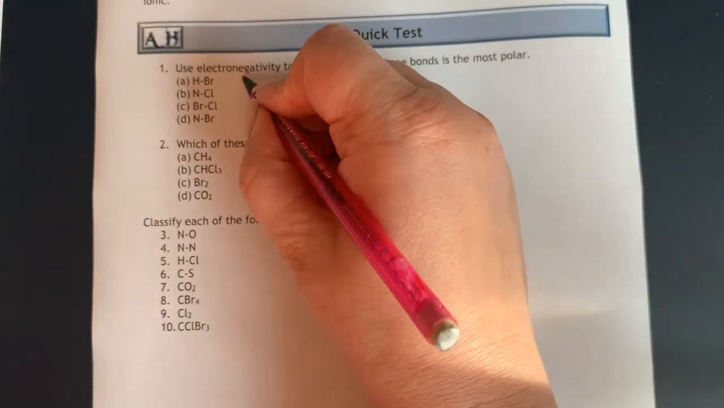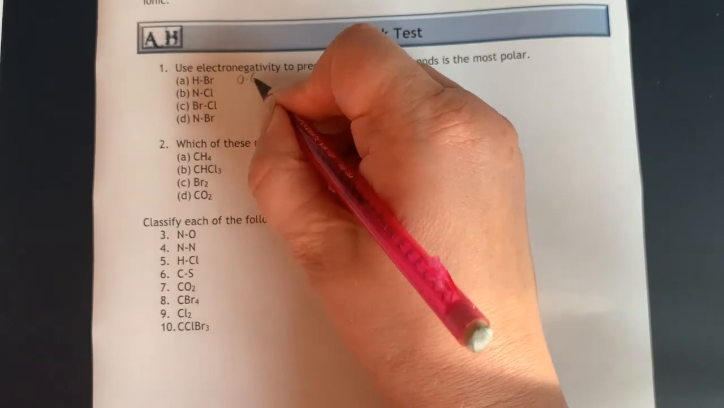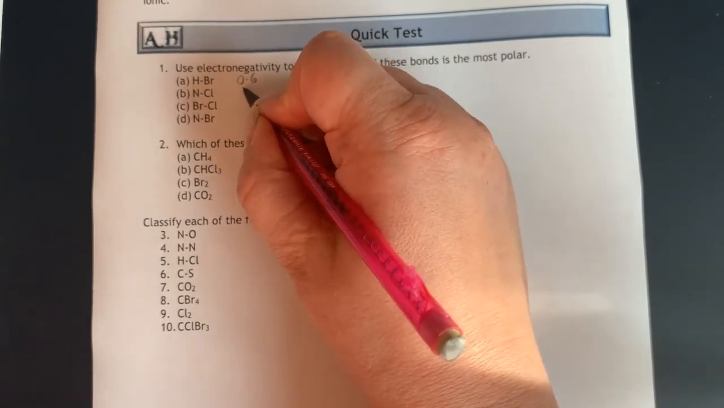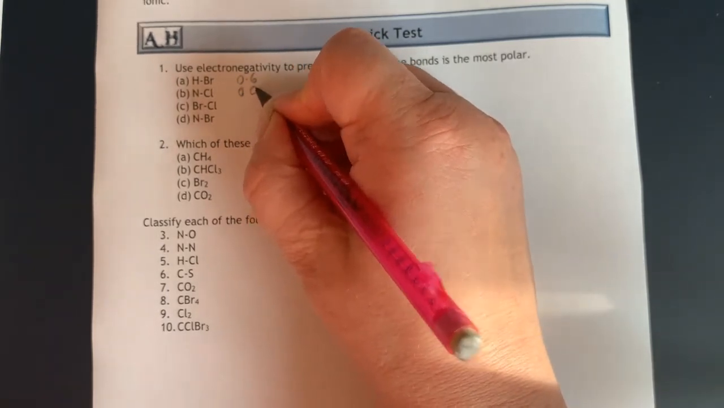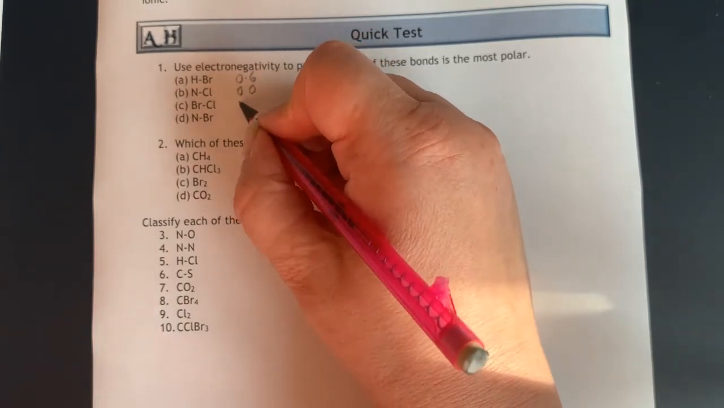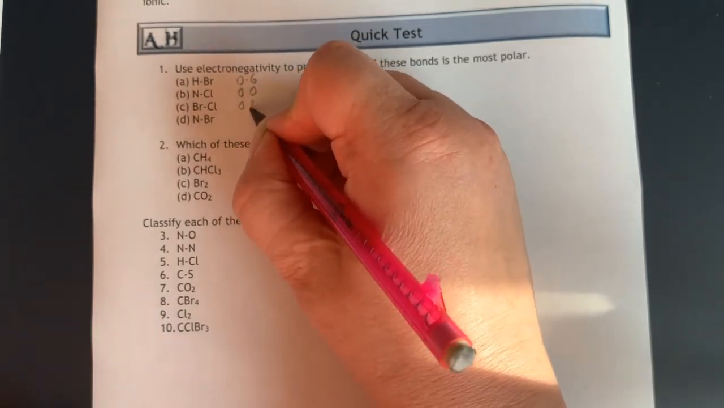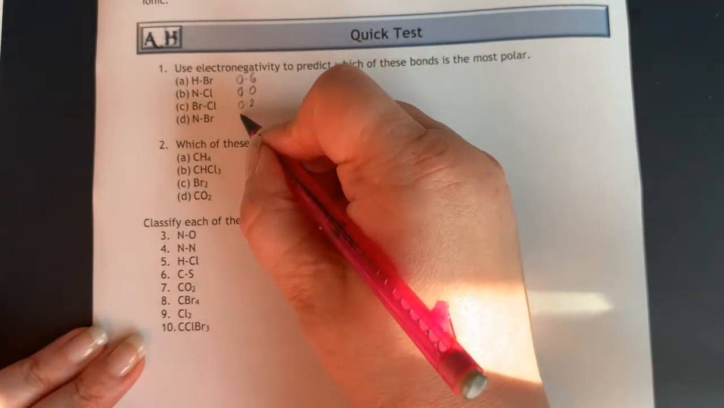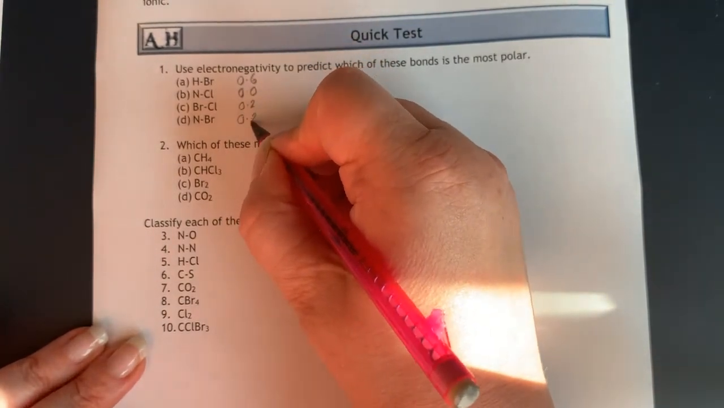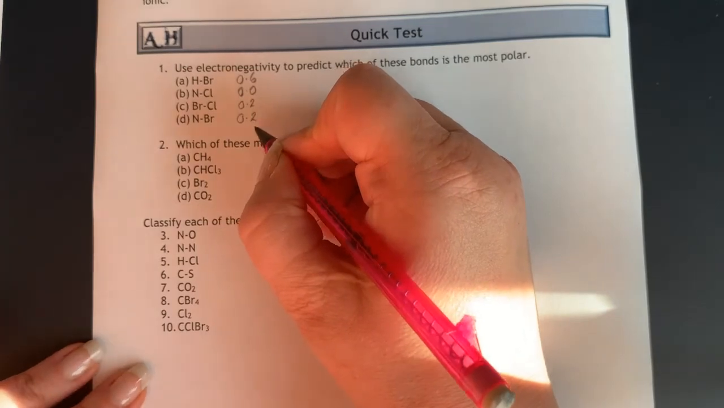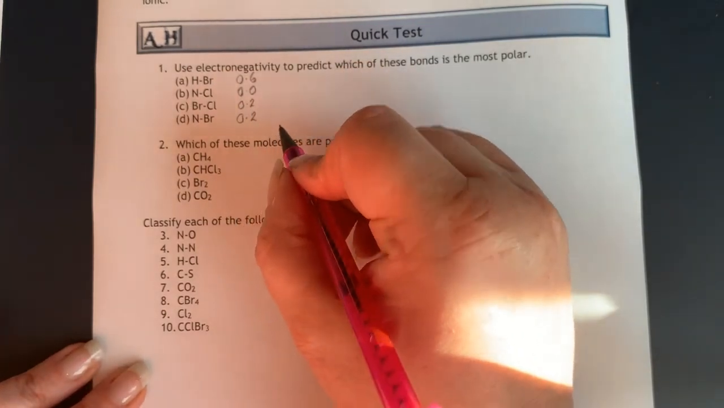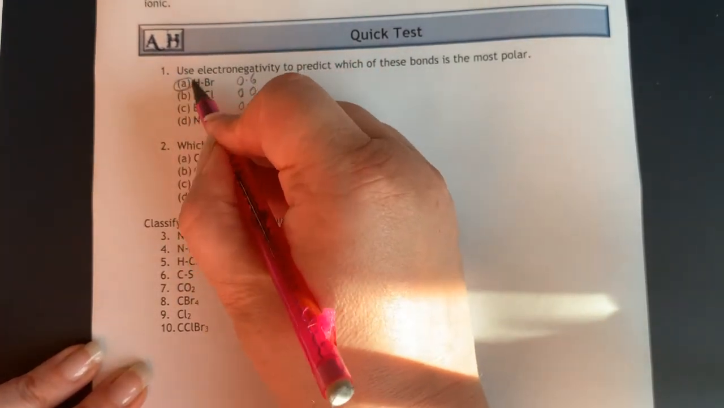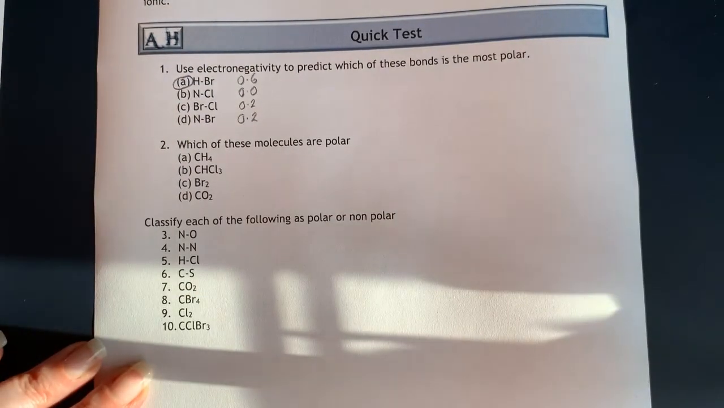So if we look those up, we can see that there's a difference of 0.6 here. There is no difference between the nitrogen and the chlorine. There's only a difference of 0.2 between bromine and chlorine, and there's a difference of 0.2 between nitrogen and bromine. So the most polar is A. Which of these molecules is polar?